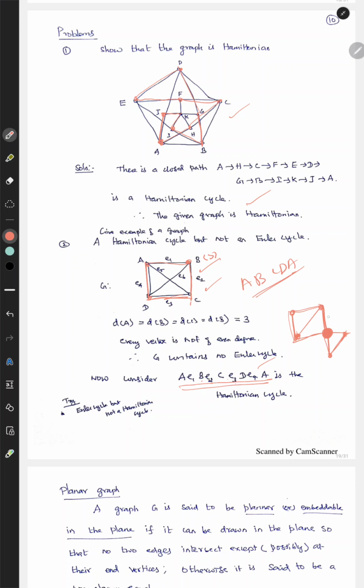So it's neither Hamiltonian nor Eulerian. It's a connected graph which has cycles. So such graphs also exist.